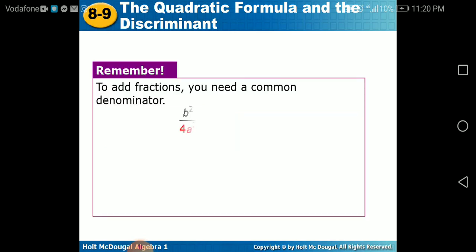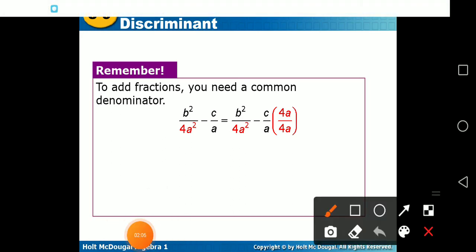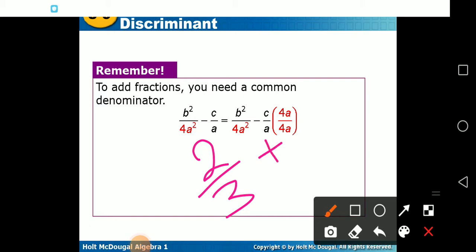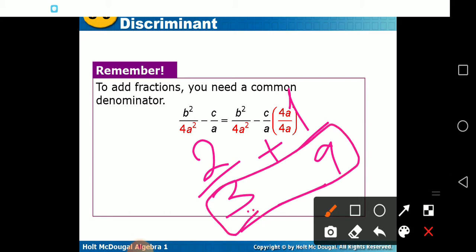To add fractions, you need a common denominator. Remember that. If I want to add or subtract fractions, like this, let's use numbers, it will be easier. Can I say 2 over 3 plus 1 over 9? Can I add it now? No, I have to make the common denominator.